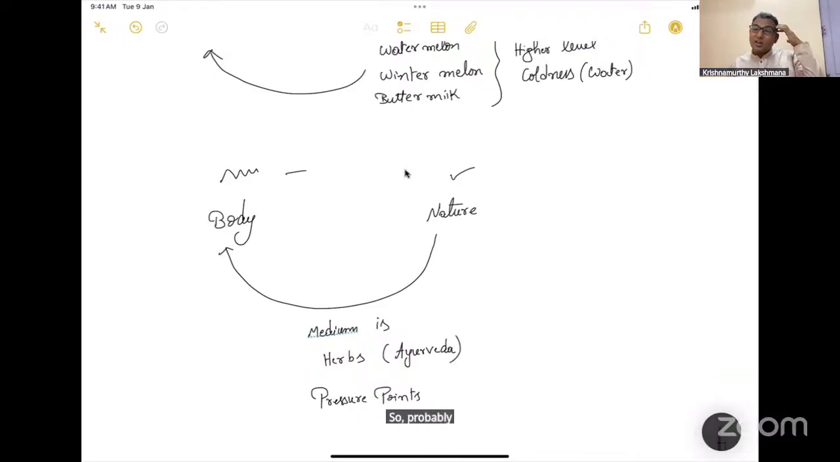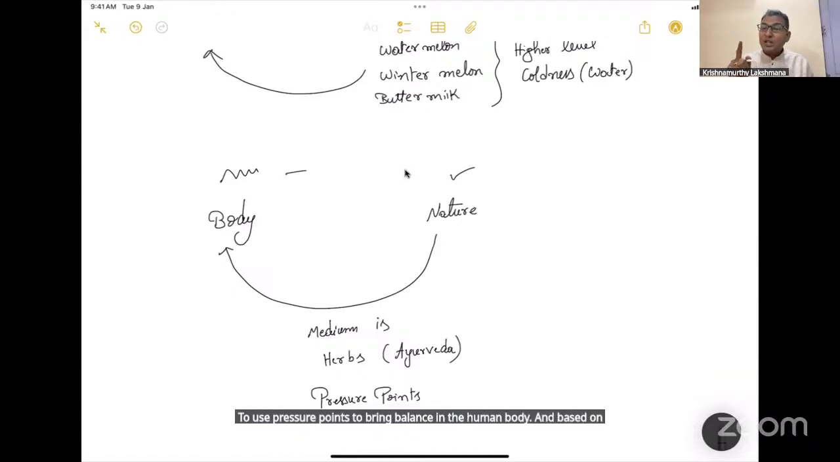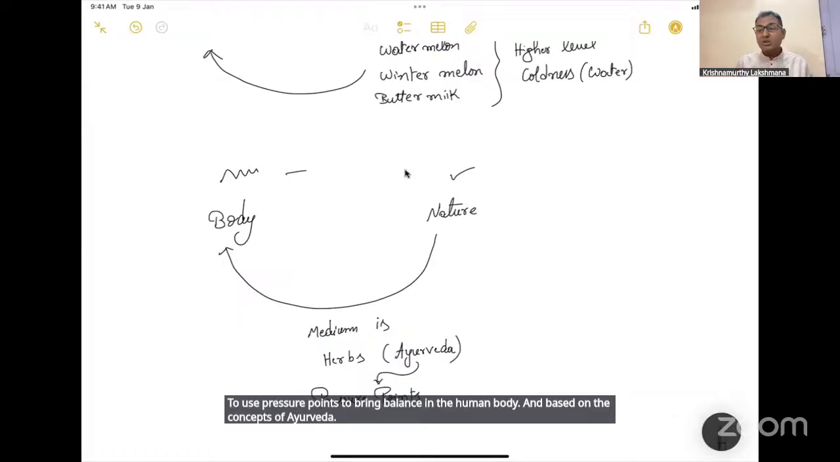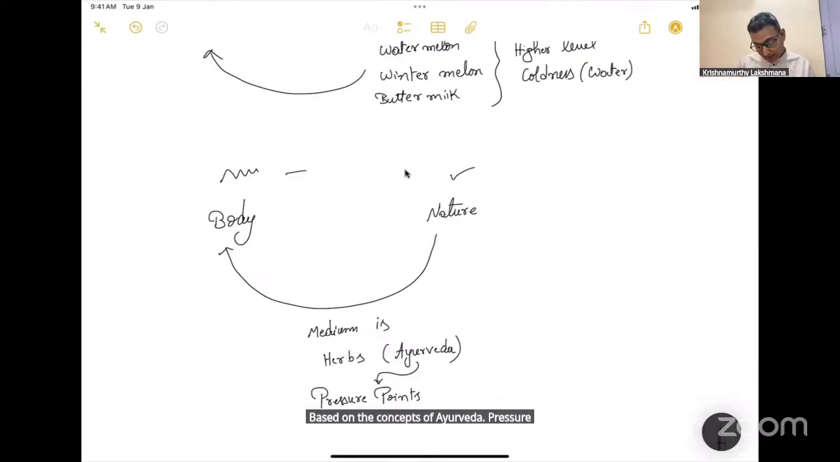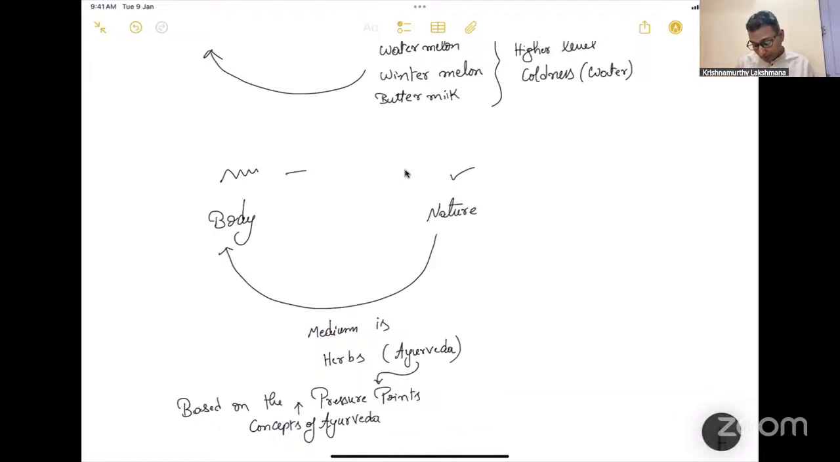So probably Agarwal sir got this thought. We are using herbs and plants and other things, which compensate the excess and deficiencies of the body. Instead of using the herbs, can we use the pressure points to bring balance? He thought there should be a way to use pressure points to bring balance in the human body. And based on the concepts of Ayurveda, pressure points were developed.